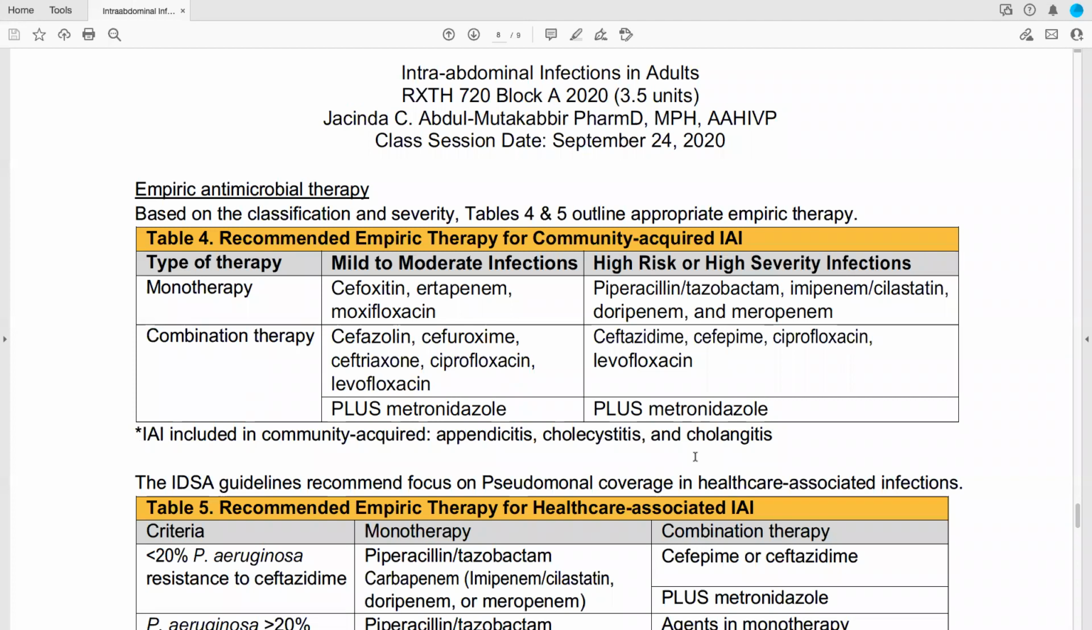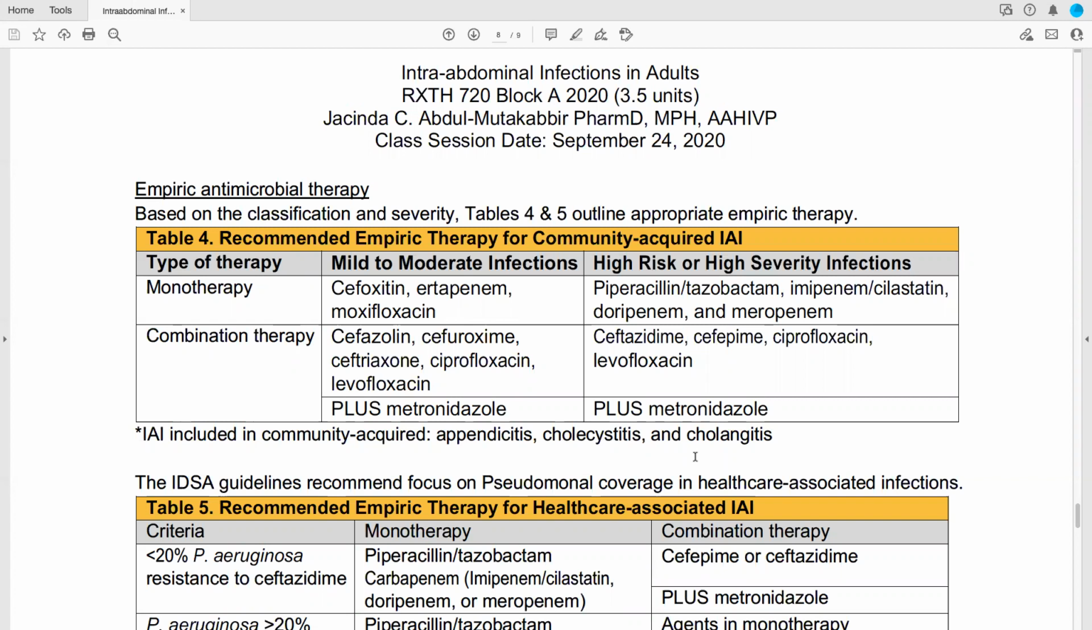You say, okay, we can do cefoxitin, we can do ertapenem, we can do moxifloxacin, and we know that cefoxitin covers for the gram-positives we need to cover for, the gram-negatives we need to cover for, anaerobes, right? Down below, you want to get back to those anaerobes. You can use ertapenem. We know that's our low-scale carbapenem therapy, right? You can use moxifloxacin. We know that's our fluoroquinolone that has anaerobic coverage.